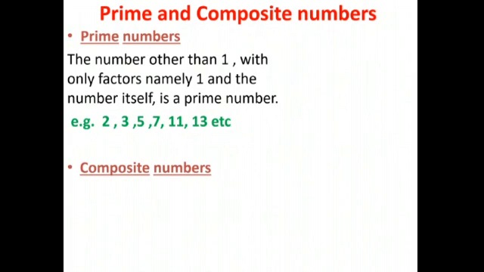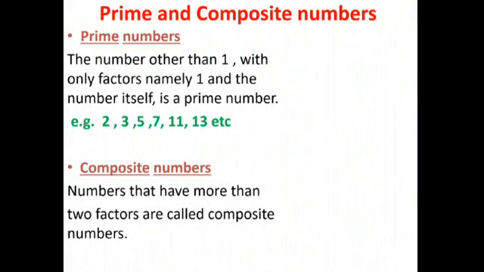Now composite numbers. What are composite numbers? Numbers that have more than 2 factors are called composite numbers. Here I have given examples 6, 9, 10, 14. Here you can see the factors of 6. The factors of 6 are 1, 2, 3 and 6.